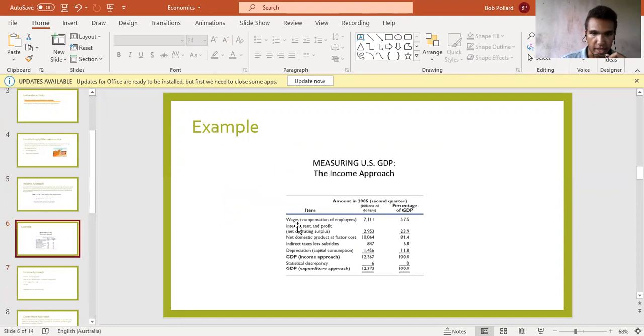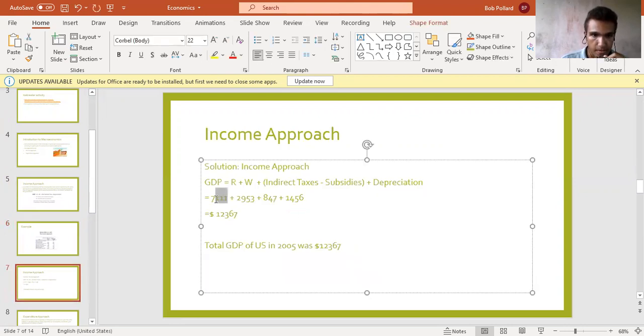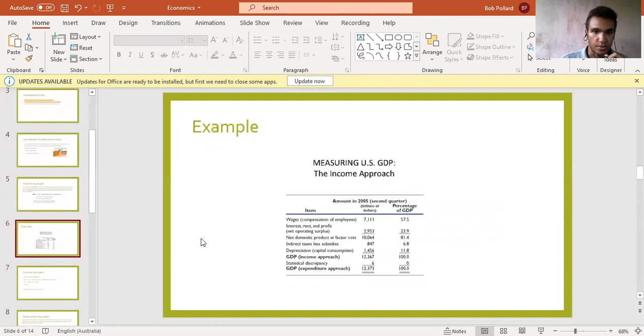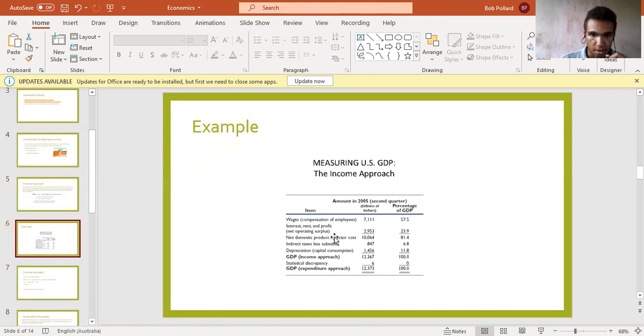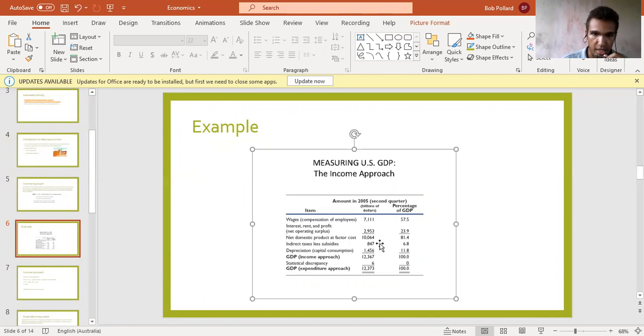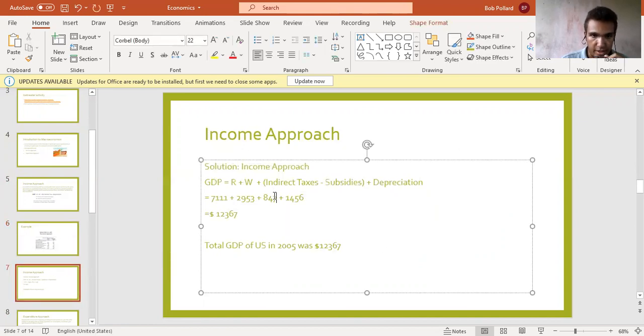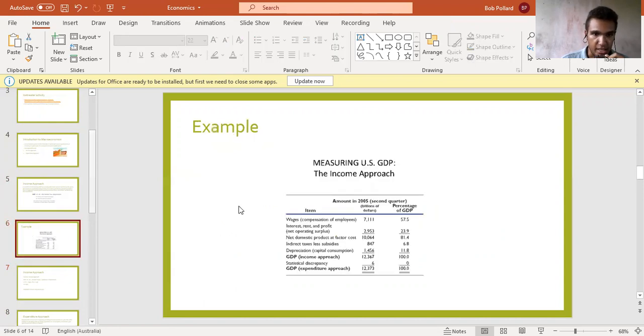Okay, so we know your wages and consumption of employees is 7,111. So you note that down here. And you know your interest, rent, and your net operating surplus, or the profit the business makes, equals 2,953. So that is placed here. Then you have your indirect taxes, less subsidies. So that's already calculated for you, which equals 847. And then you have your depreciation. Your depreciation equals 1,456.